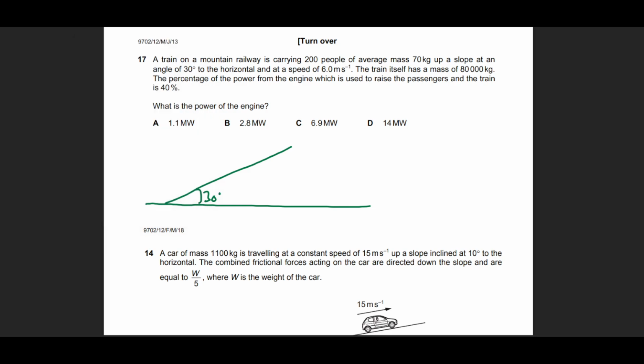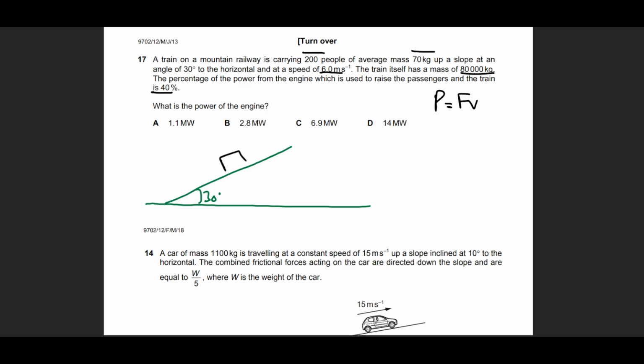It says that a train has 200 people, 70 kg average mass, and the 80,000 kg mass of the train itself. How much power does the engine need to produce if it is 40% efficient and is moving at a speed of 6 meters per second? So first we are going to calculate the power actually needed by the train to maintain this, which is going to be found by FV.